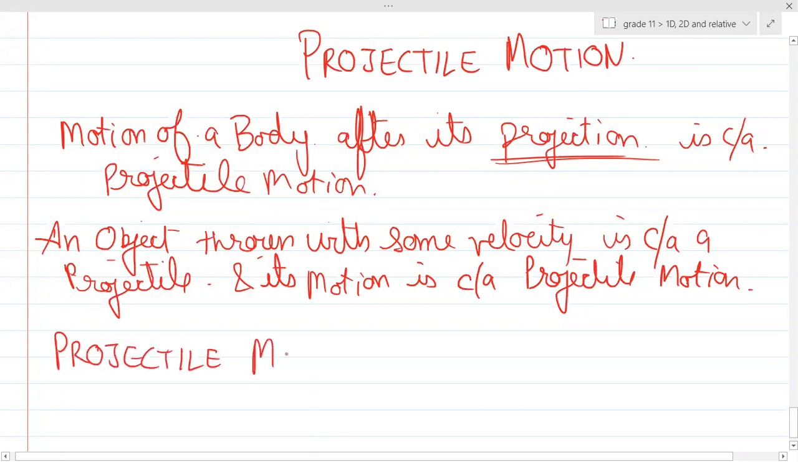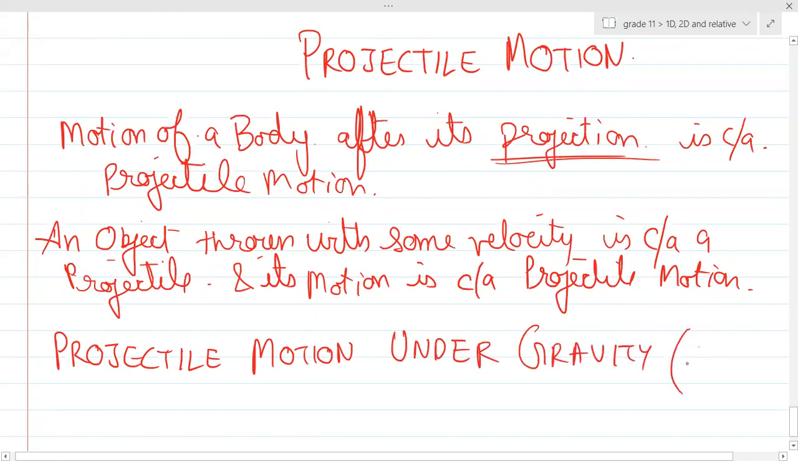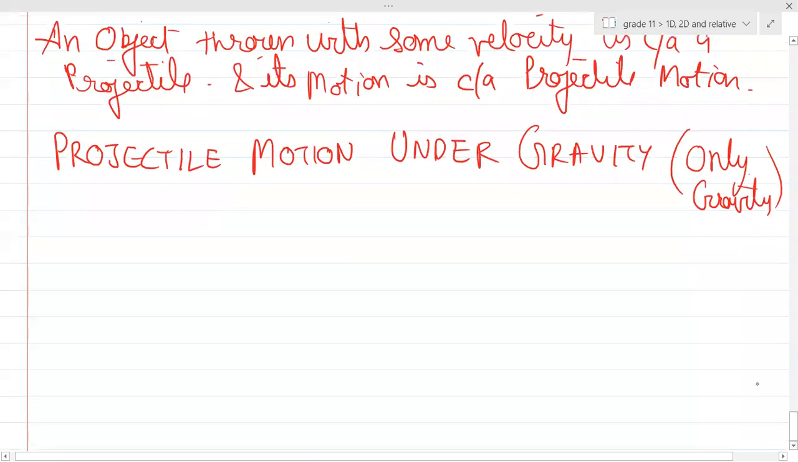Projectile motion under gravity, and only gravity alone. Okay? Is this clear? There will be no other force apart from gravity. There will be just gravity itself. Is this clear, guys? So there are different types. What we'll be discussing is the oblique projectile.